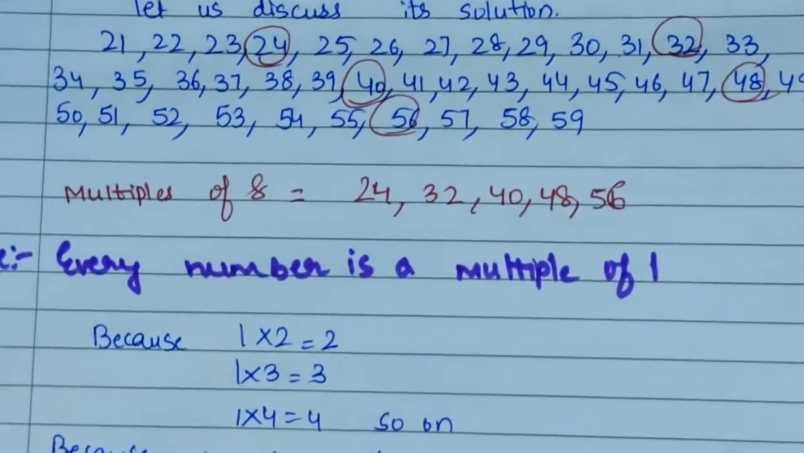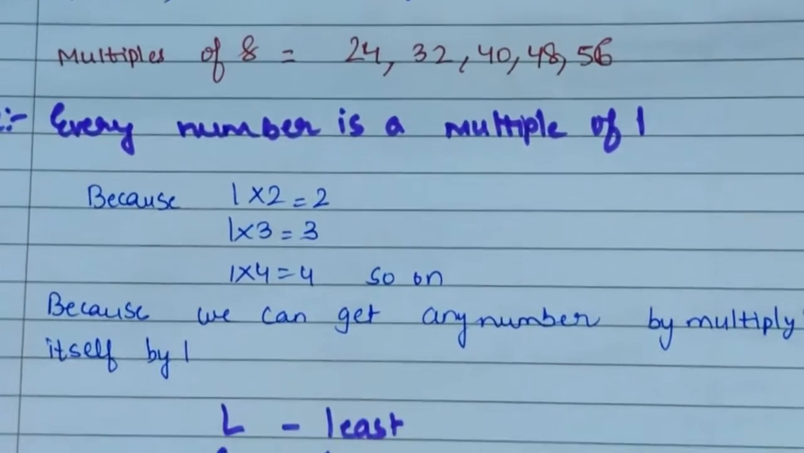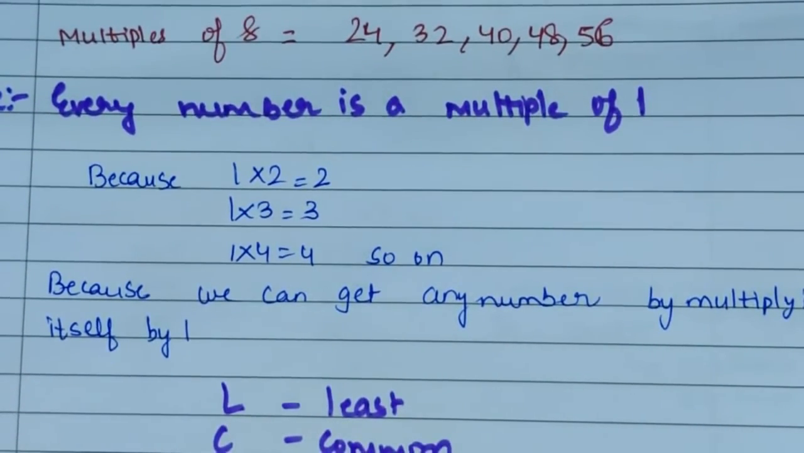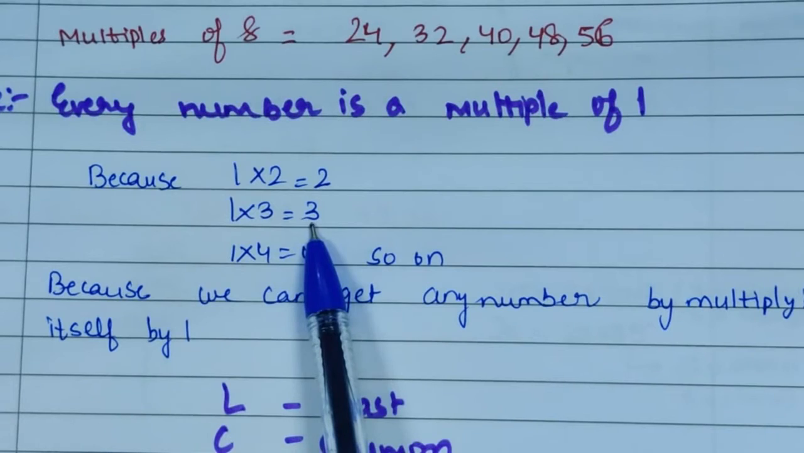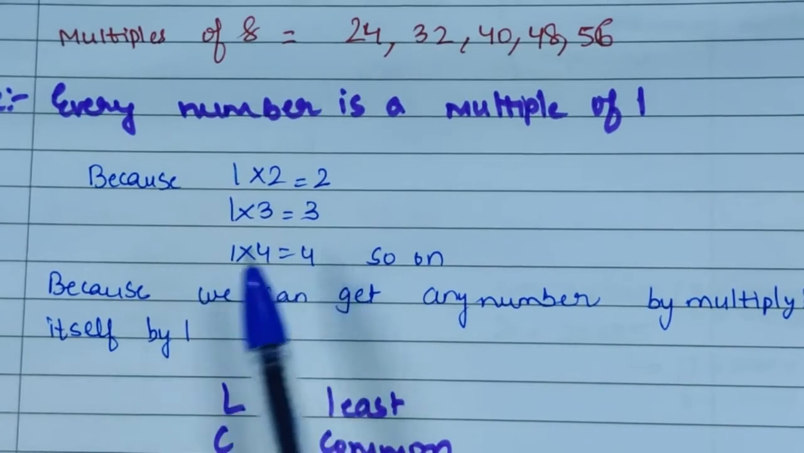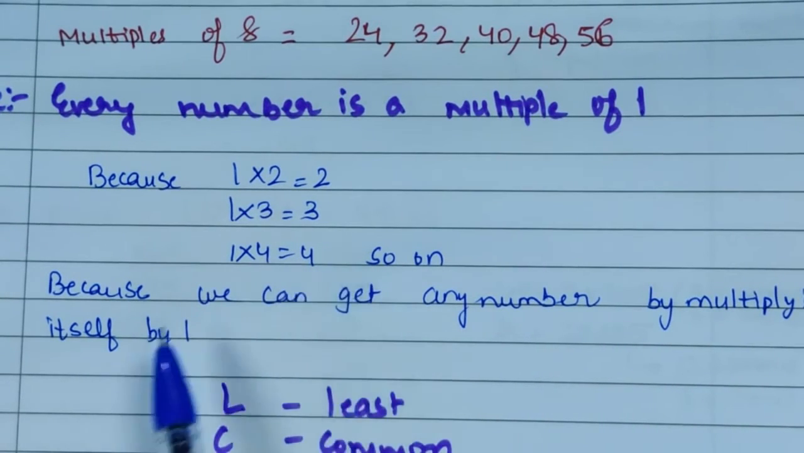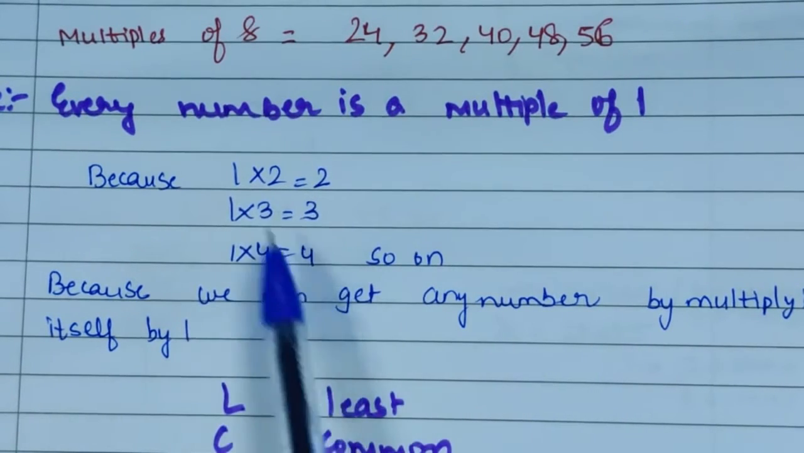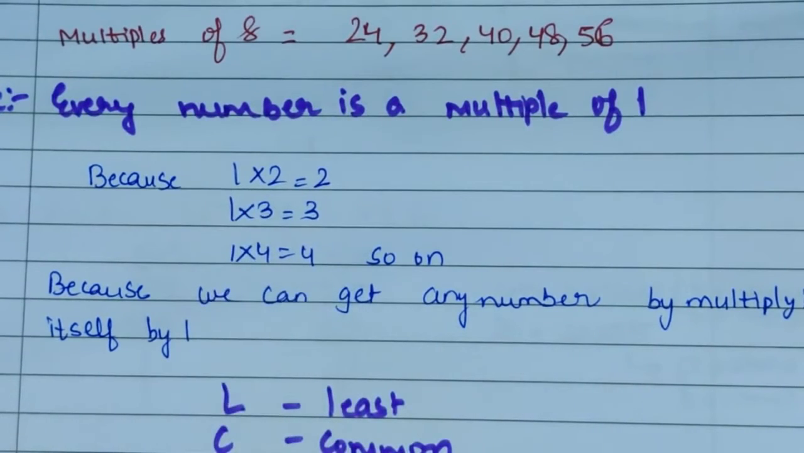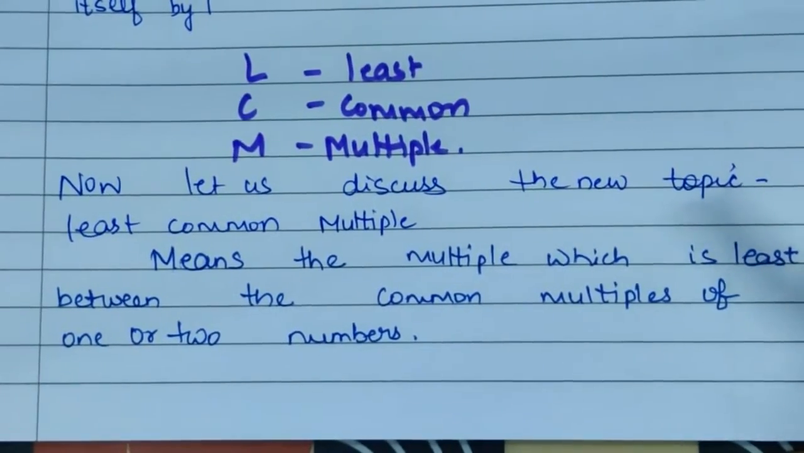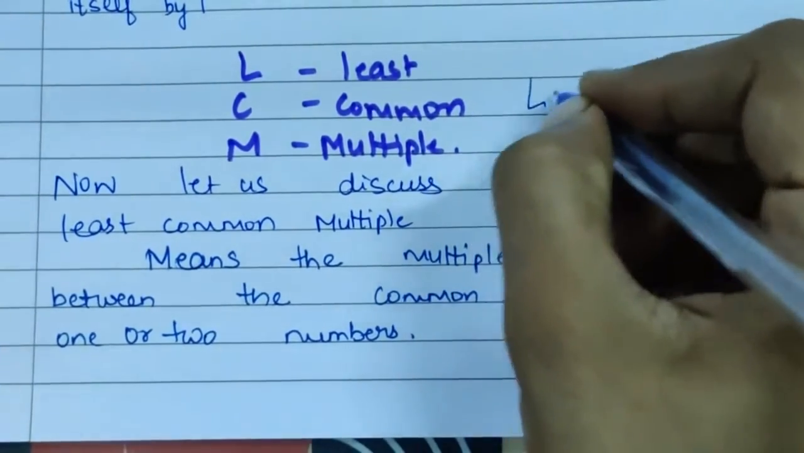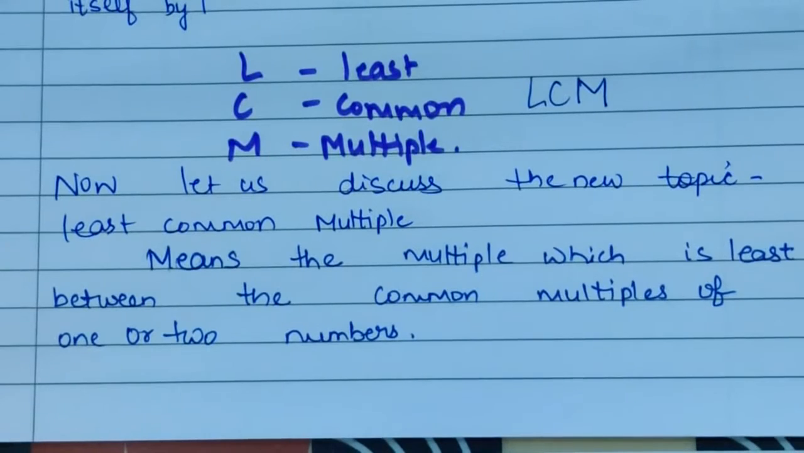Next one is a very important note: every number is a multiple of 1. Why is every number a multiple of 1? Because 1 into 2 is 2, 1 into 3 is 3, 1 into 4 is 4. 1 into any number will give you the same number. So we can say that every number is a multiple of 1. Clear?